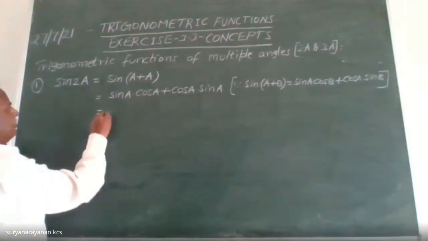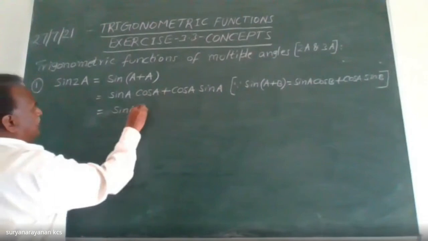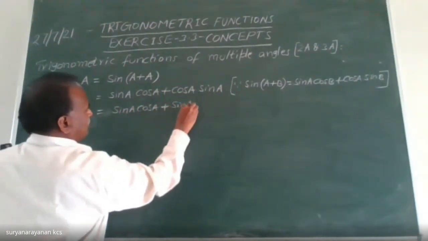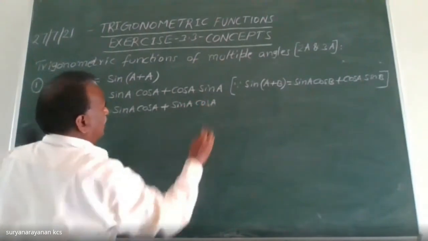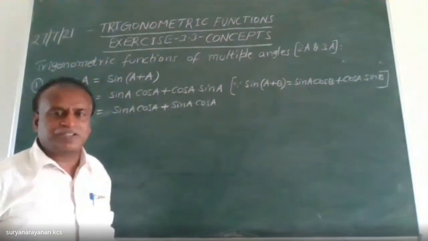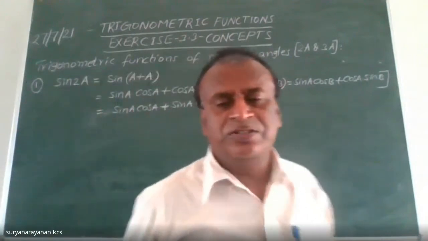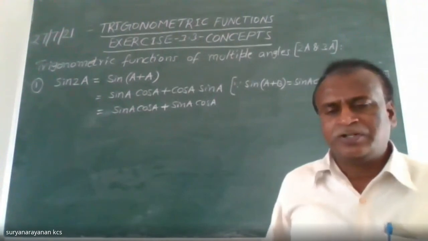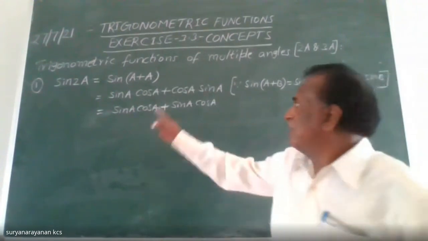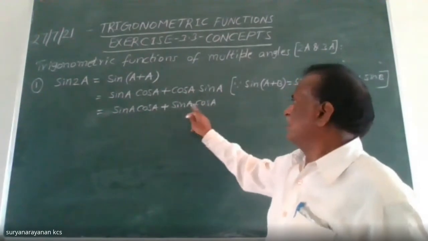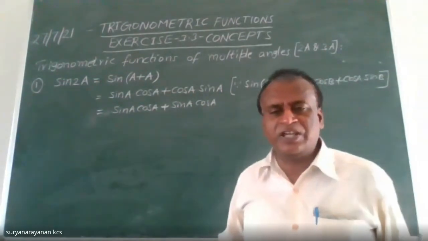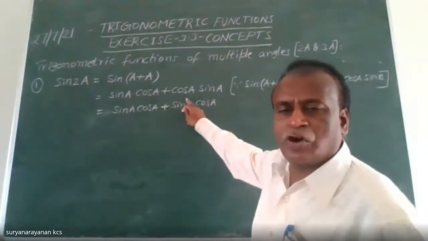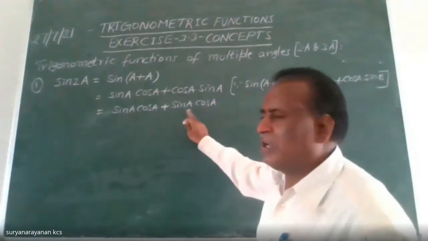Okay. So sin A cos A. This also can be written as sin A cos A. Can we write cos A into sin A as sin A into cos A? Do these two terms, sin A cos A and cos A sin A, denote the same term or not? Yes, that is why I wrote cos A into sin A as sin A into cos A.